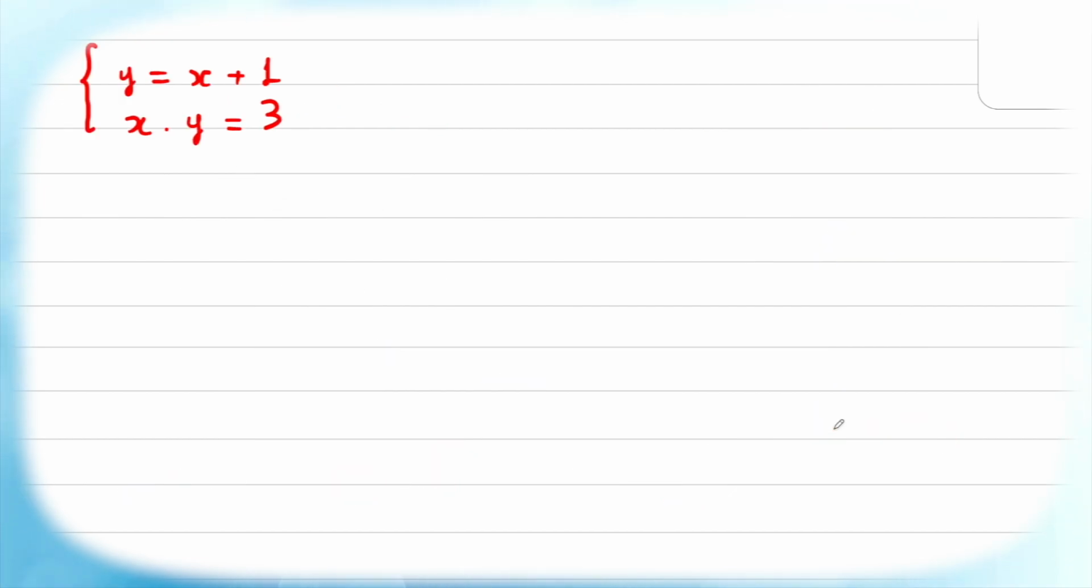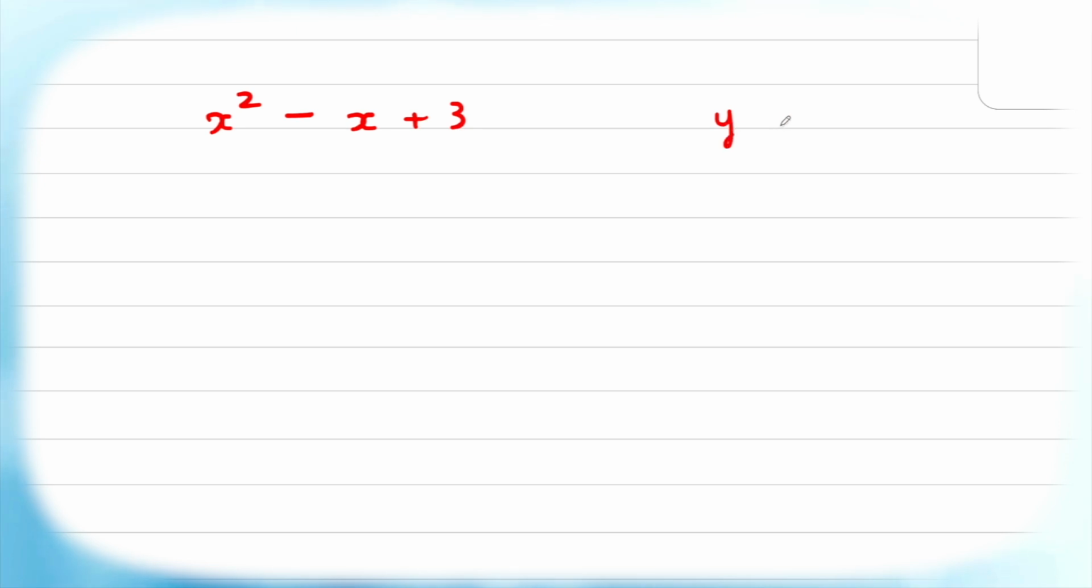Another example of this kind of question I have here is x squared minus x plus 3, when I have x equal to y plus 3. So I take substitution: y plus 3 squared minus y plus 3 and plus 3 now.